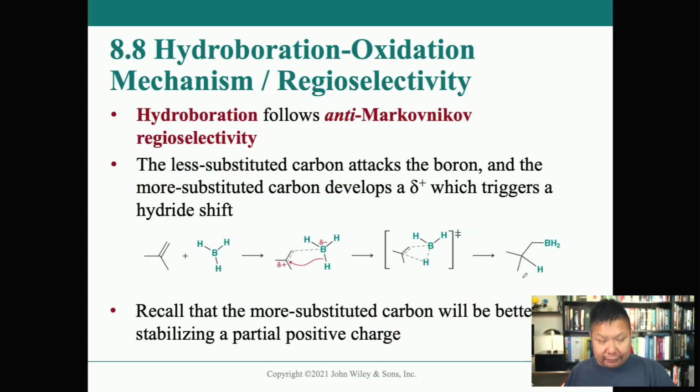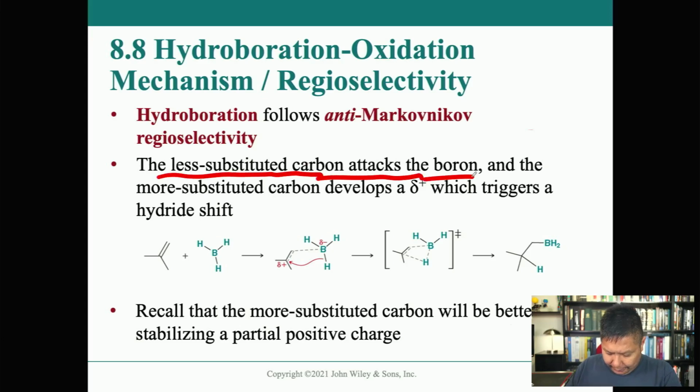So what happens then is that hydroboration actually follows an anti-Markovnikov regioselectivity. What that means, again, just to reiterate, is that the less substituted carbon attacks the boron.